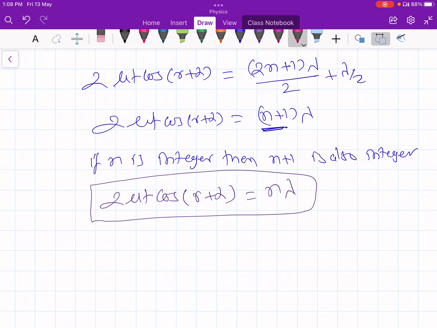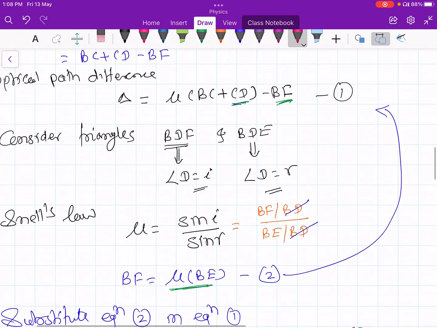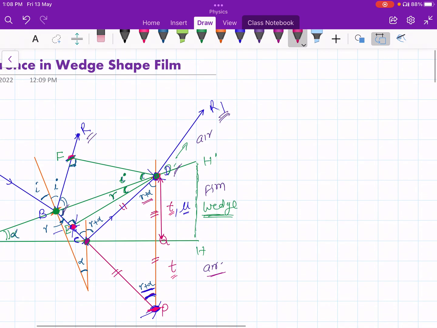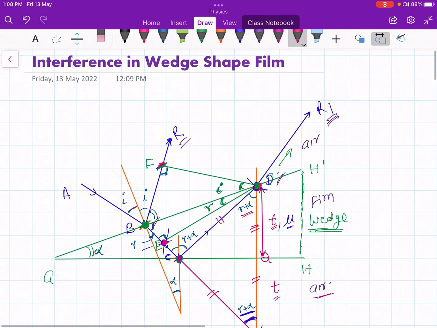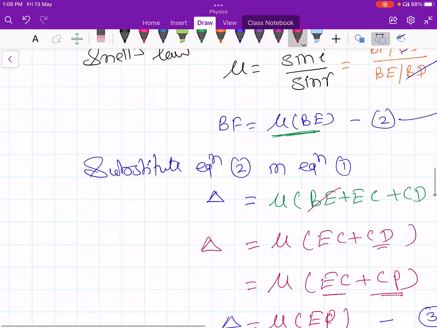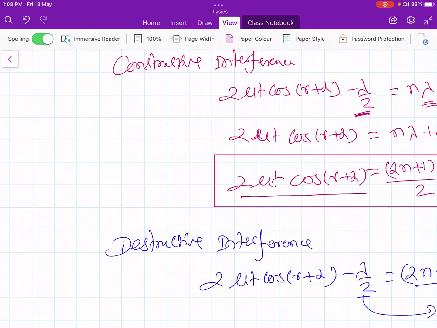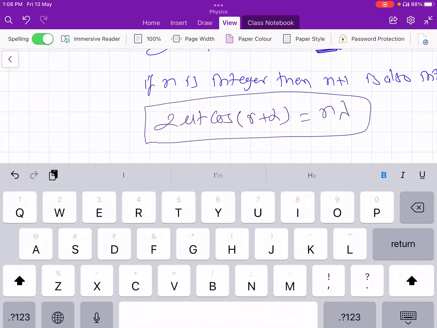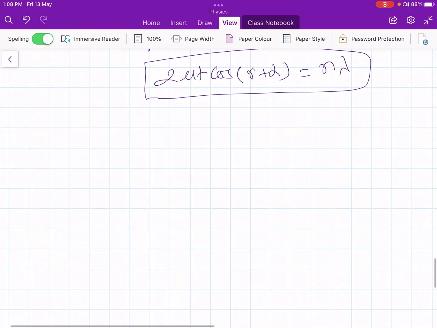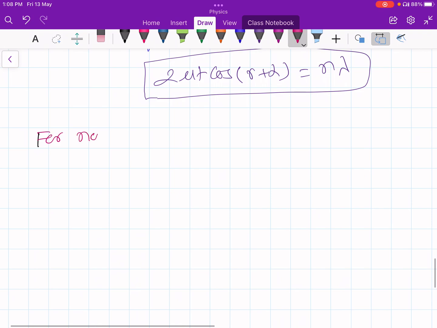Now in the lab, what happens, there is a normal incidence. Light falls normally on the film. This is the film here. I have shown some angle i in this case. But what will happen if this i equals 0? That is when light falls on it normally. So we will consider the case of normal incidence.